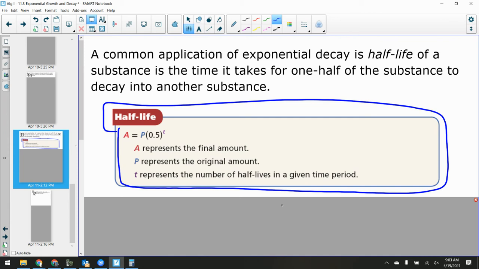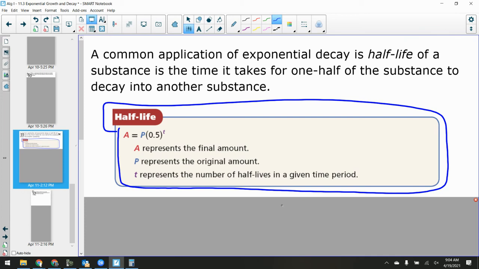The pieces of the function are not changing. They're changing up the letters, and I don't love that they're changing the letters. But half-life is modeled by the equation P, which is our starting value, times 0.5. Why 0.5? Because again, it's half-life. Okay, that's easy to remember then.